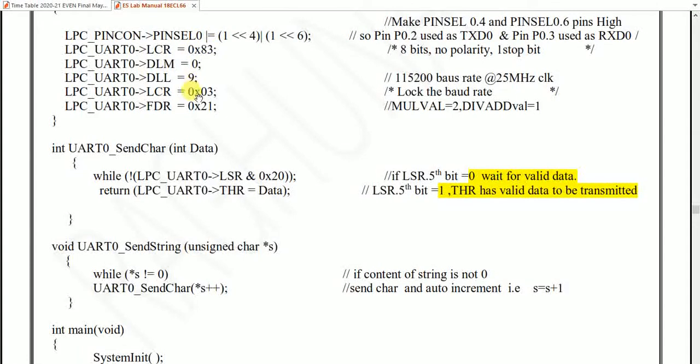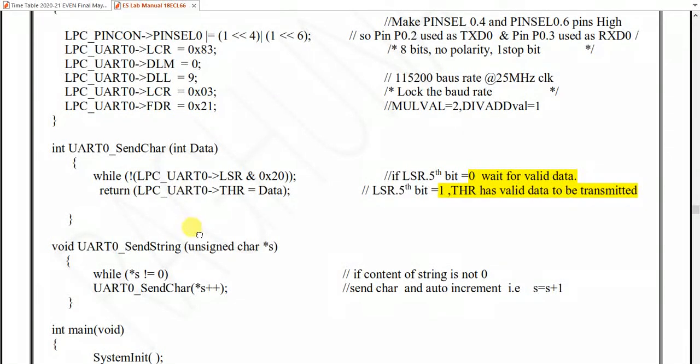So these 4 lines you have to know. LCR is 83, DLM 0, DLL 9, LCR again 03. Okay, 03 for locking. First you have to set the baud rate. After that you have to lock it. Then FCR is loaded with 21.